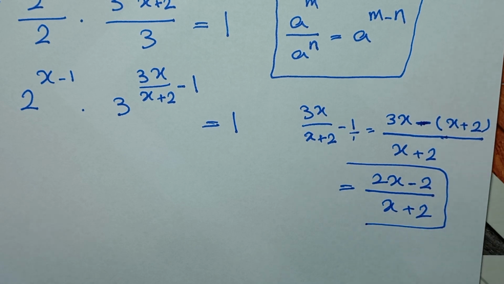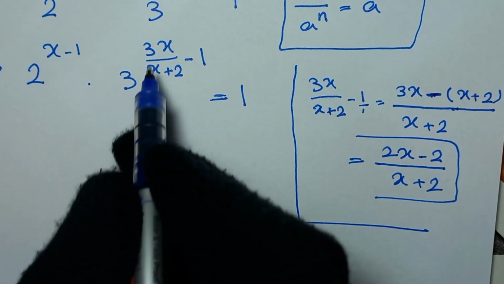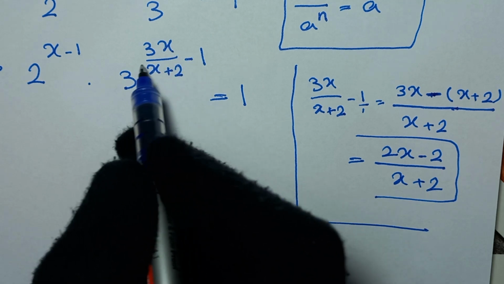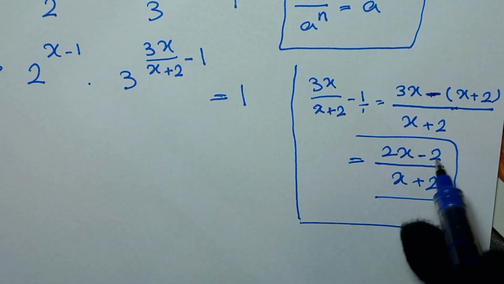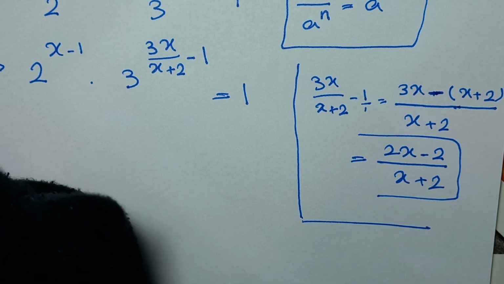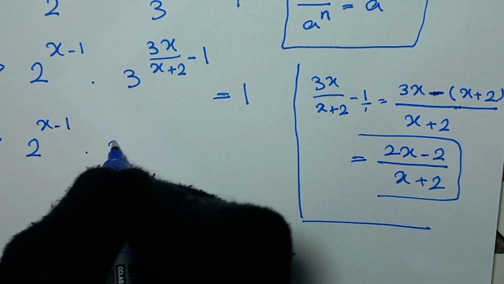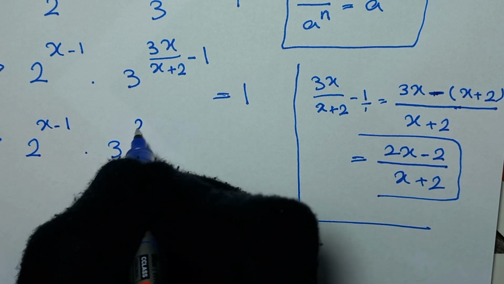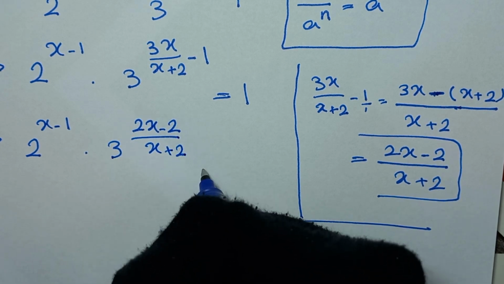So, in here, we can write 3x over x plus 2 minus 1. It will be 2x minus 2 over x plus 2. So we write in here 2 to power of x minus 1 times 3 to power of 2x minus 2 over x plus 2 is equal to 1.